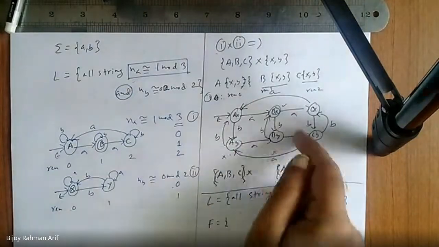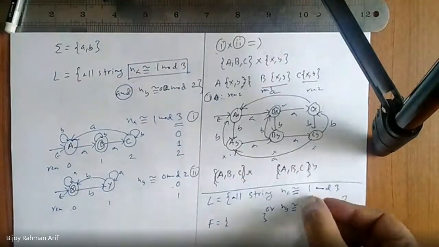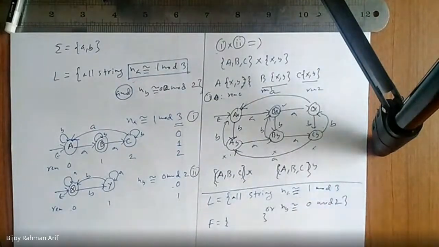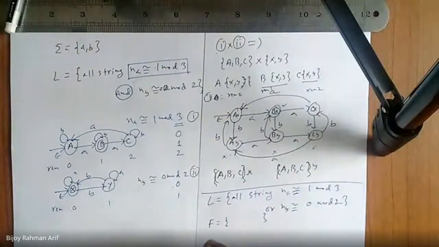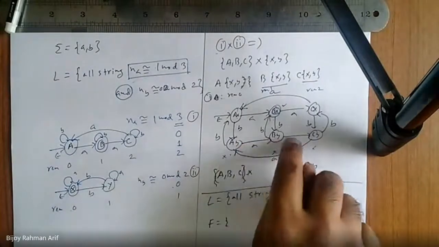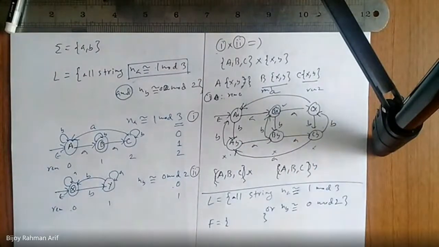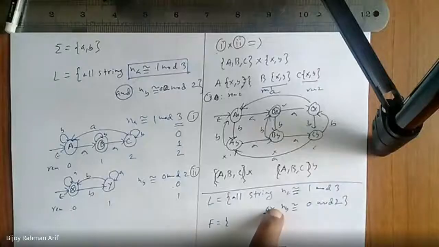In this finite automata, where is NA equal to 1 mod 3? When NA equals 1 mod 3, which states? Bx and how about this one? By. Am I right? Here we use the OR operation, not intersection.